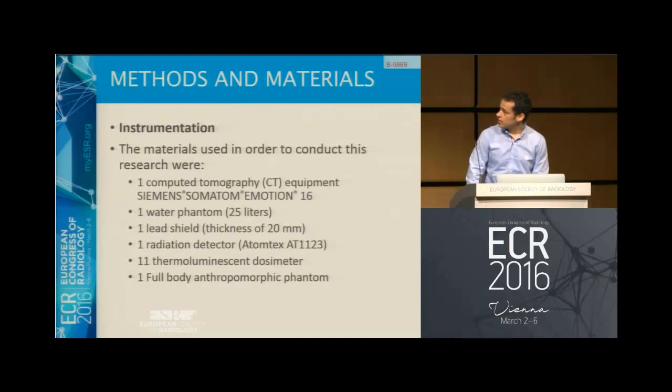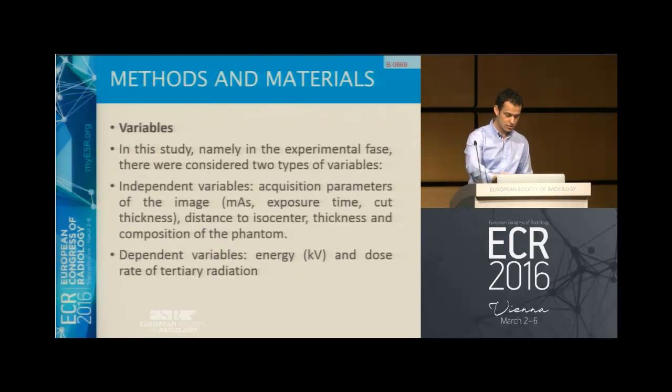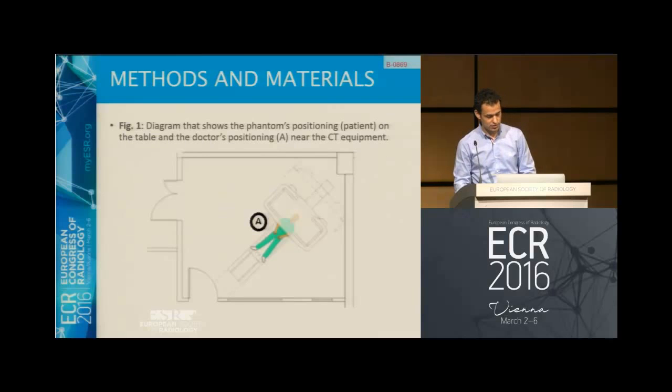This is our instrumentation. Of course, we used the CT scan. We had a 25-liter water phantom because we tested mostly on the chest area, one lead shield, radiation detectors, and several TLDs, as well as a full-body anthropomorphic phantom. Our variables in the experimental phase were the acquisition parameters, the distance to the isocenter, and the thickness and composition of the phantom. Our dependent variables are the energy and the dose rate of tertiary radiation.